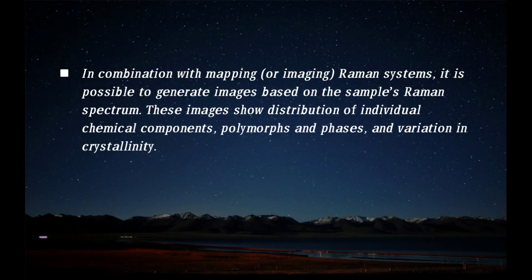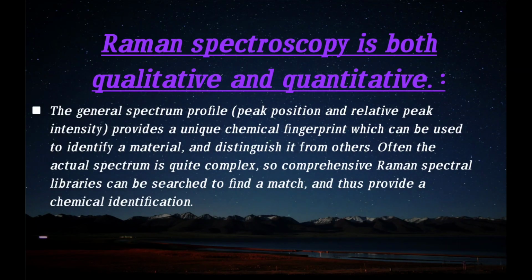In combination with a mapping Raman system, it is possible to generate images based on the sample's Raman spectrum. These images show the distribution of individual chemical components, polymorphs and phases, and variation in crystallinity. Raman spectrum is both qualitative and quantitative. The general profile, peak position and relative peak intensity provide a unique chemical fingerprint which can be used to identify a material and distinguish it from others. Often the actual spectrum is quite complex, so a comprehensive Raman spectral library can be searched to find a match and thus provide a chemical identification.